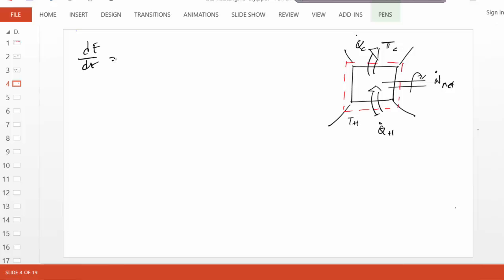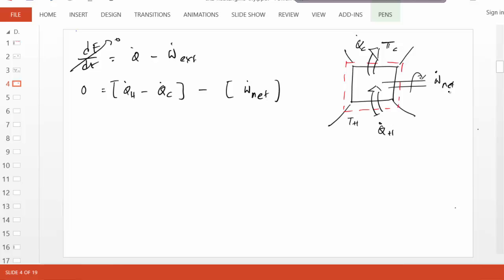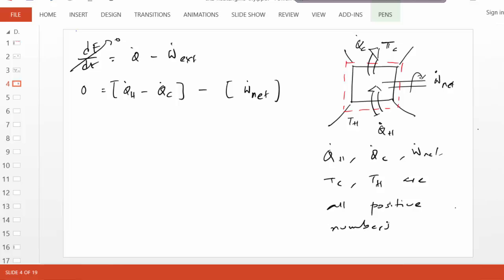Okay, let's do a quick analysis again. What becomes of the energy equation is Q dot minus W dot external, which gives us 0 equals Q dot H going in, Q dot C coming out, so that must be Q dot minus W dot net. So net work is produced. There are two Q dot terms. Going through the boundary, one is positive, Q dot H, one is negative. Q dot H and Q dot C are positive numbers. Please try to understand that. Q dot H, Q dot C, W dot net, TC, TH are all positive numbers. The arrows are telling us the direction of the transfer, but remember in the energy equation Q dot is algebraic, so Q dot H is positive, and for Q dot C we must put a negative sign.